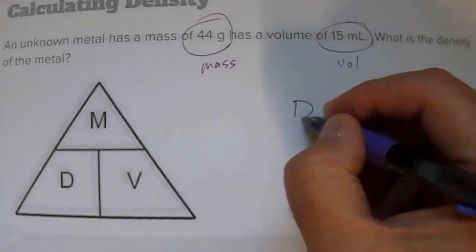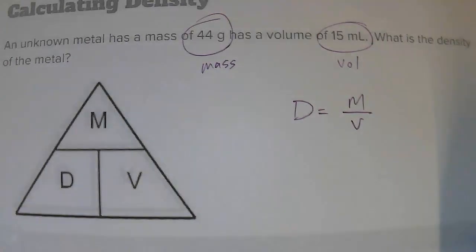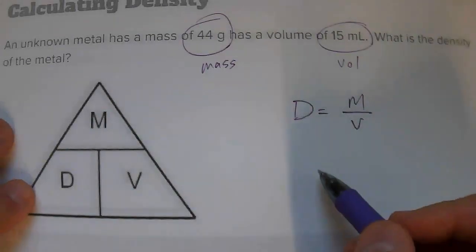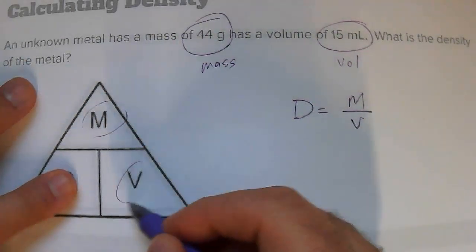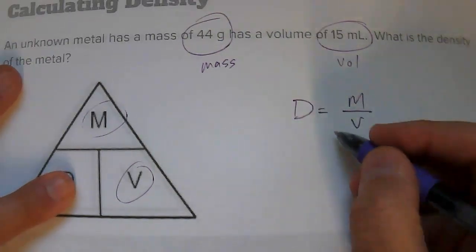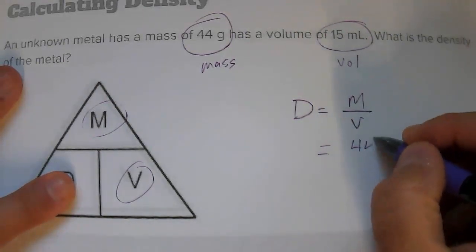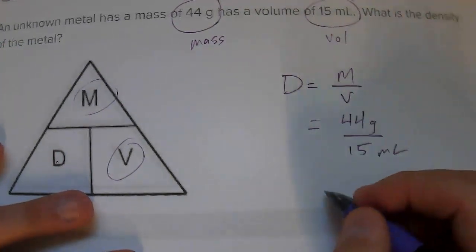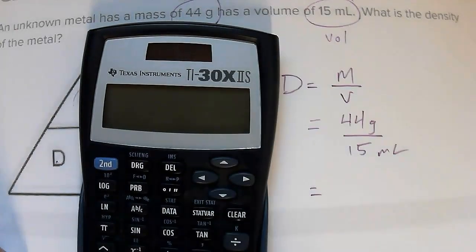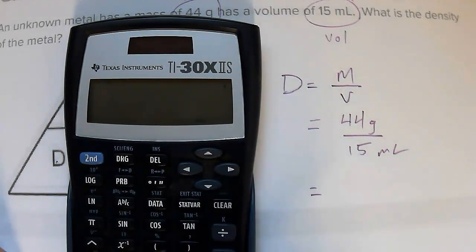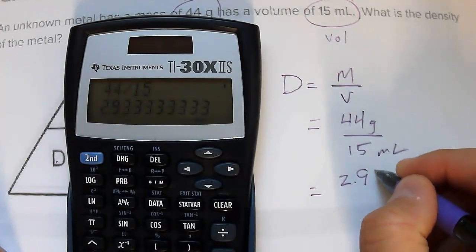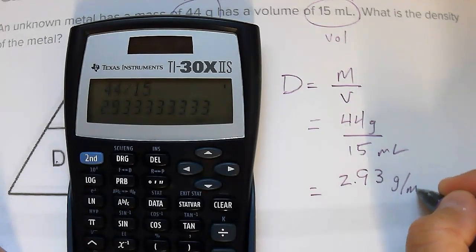Write density equals mass over volume. Looking at the formula, this is the correct density equals mass over volume. Okay, so we're not going to do anything to the formula, and now we're going to plug it in: 44 grams divided by 15 milliliters. Now we're going to get out our calculator, and we're going to do 44 divided by 15, and we're going to get 2.93 grams per milliliter.